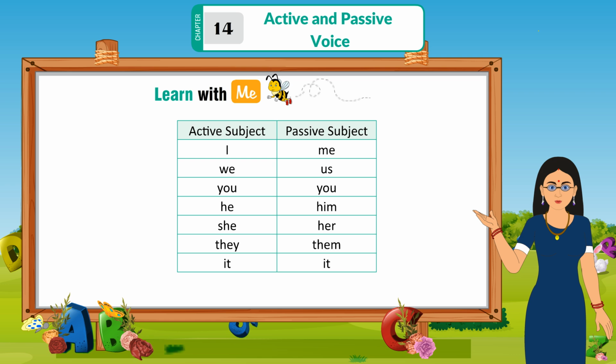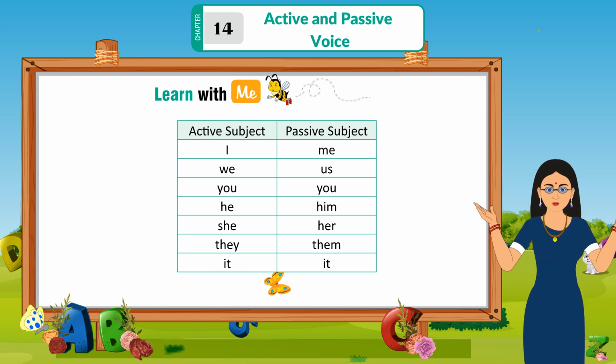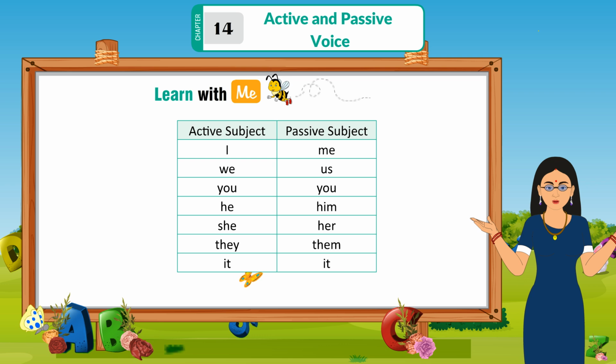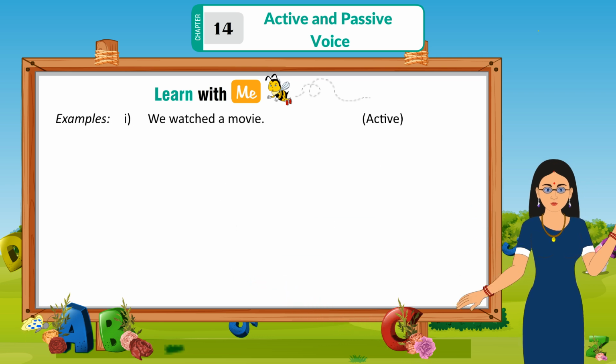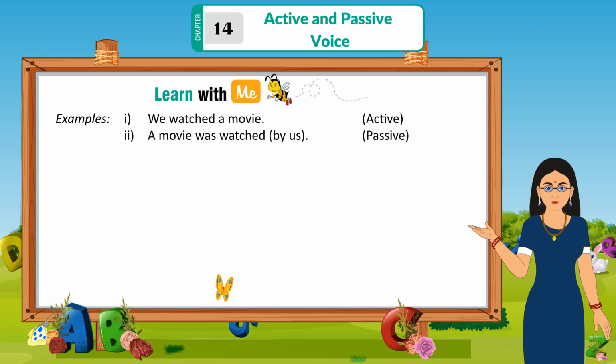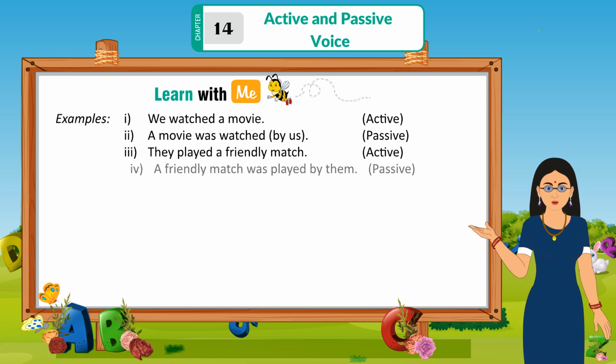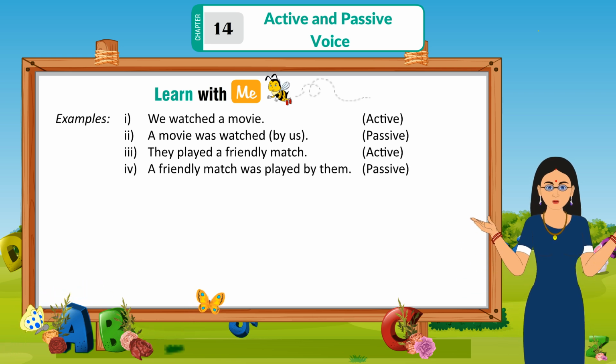We, us. You, you. He, him. She, her. They, them. It, it. Examples. We watched a movie. Active. A movie was watched by us. Passive. They played a friendly match. Active. A friendly match was played by them. Passive.